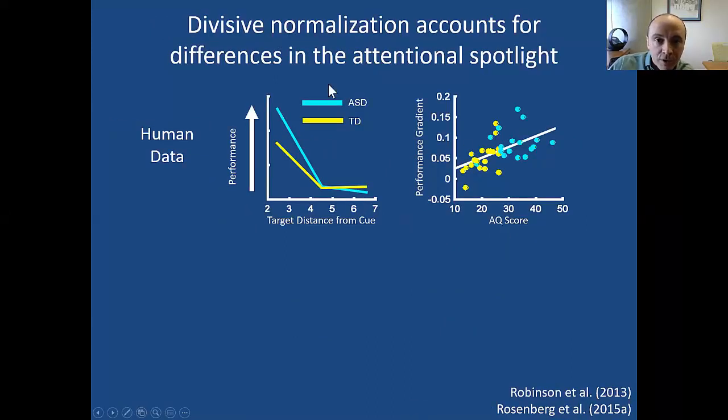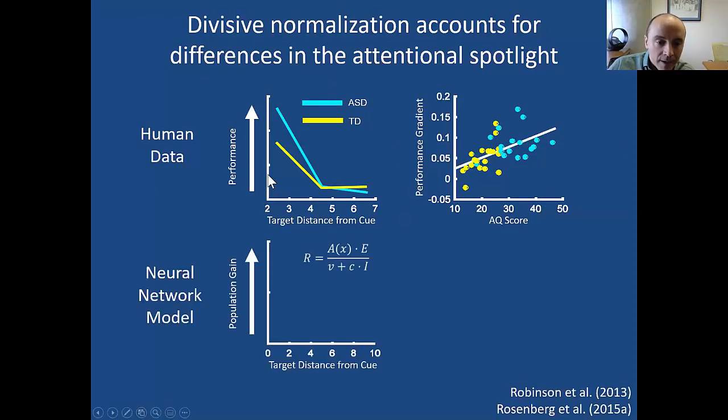So can divisive normalization account for this pattern of behavioral data that Robinson found? Here we have the neural network model, target distance from Q, performance gain, population gain on the y-axis. We can look at the population gain for the typically developing version of the model. And sure enough, you see that the gain falls off as a function of target distance from Q. It then does this partial reversal. It never gets quite as high as it does when the target and the Q are close together, but there's this partial reversal.